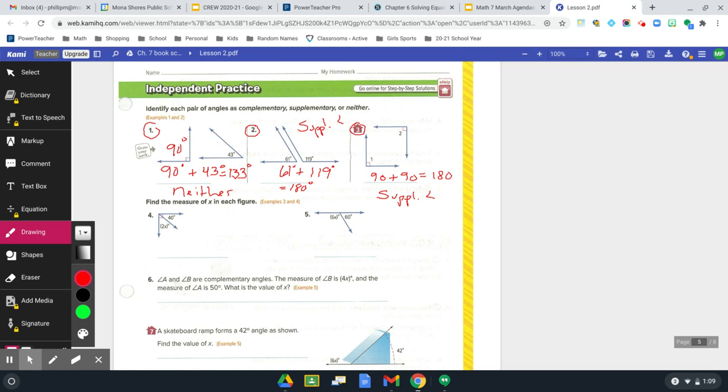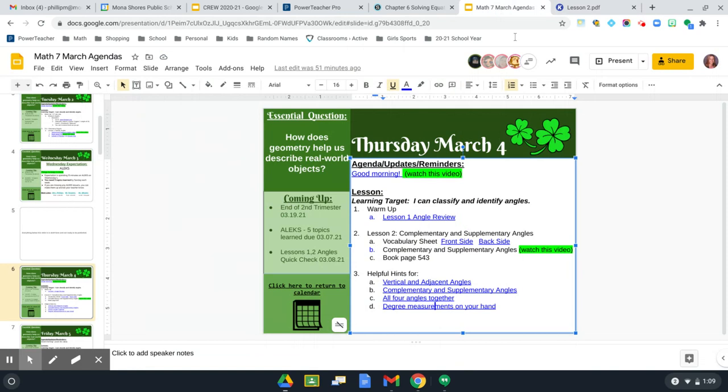So we're going to stop here today. Depending on time in your class, in your crew, or virtually where you're at, then you can always do a little bit more Alex if you need to. Otherwise, like I said, we're done. We're good for today, and I will meet you back tomorrow, Friday, just to review complementary and supplementary and all the angles that you've learned so far to get you ready for your quick check on Monday.